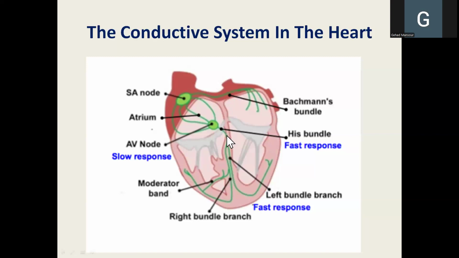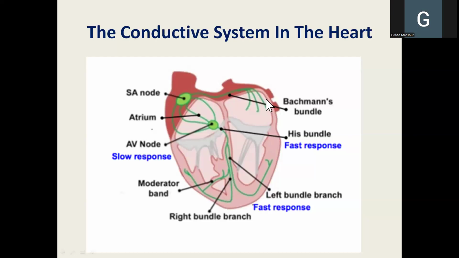And this is important for two things. Number one, to prevent contraction of the atria and the ventricles at the same time, which is simultaneous contraction. And number two, to allow the ventricles enough time to fill with blood before pumping.